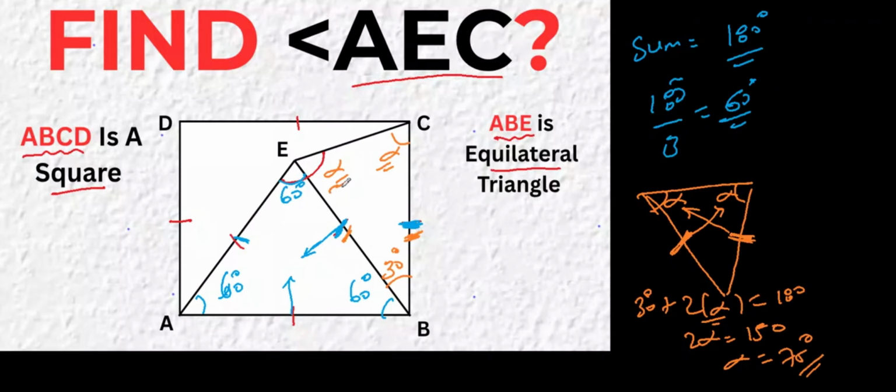So if alpha is 75 degrees here, also 75 degrees, and you are requested to find this one. This angle means 60 is here, 60 plus this one, 75, it will be 135. So in total, this angle is just 135 degrees.